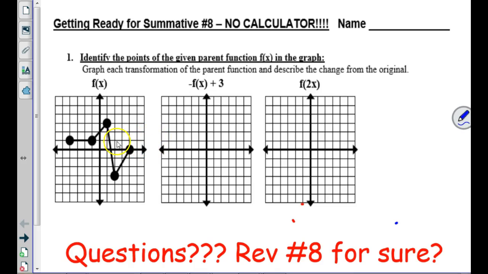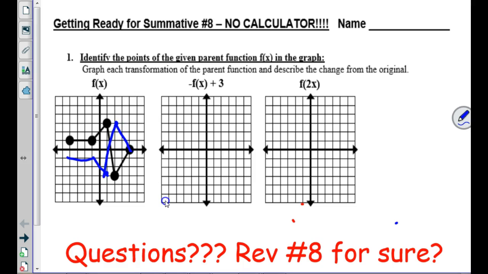All right, so I'm going to go through this kind of quick, so it's going to be a really rough sketch, and I'll do it in 2 steps. What would you do first? Reflect, so these would flip over here. This point that's up here at 3 would be down here at 3. This one that's down here at 3 would be up here at 3, and this one wouldn't move.